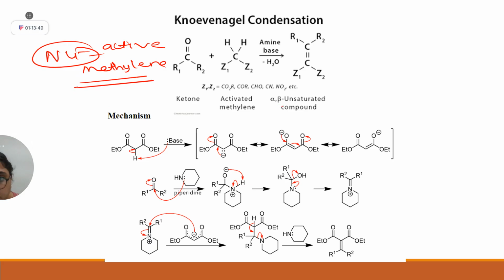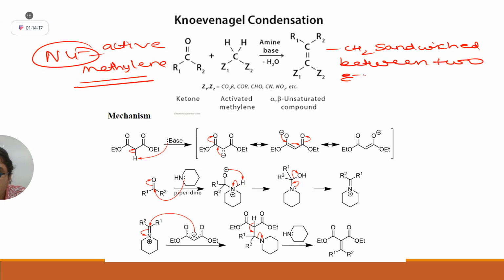Active methylene means it can undergo tautomerism. Actually, active methylene is CH2 that is sandwiched between two electron withdrawing groups. That is two ester groups, two ketone, or one aldehyde, one ester, all the possibilities between two electron withdrawing groups.